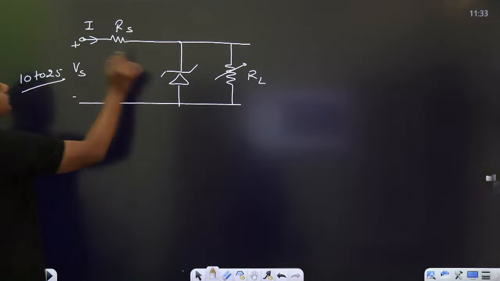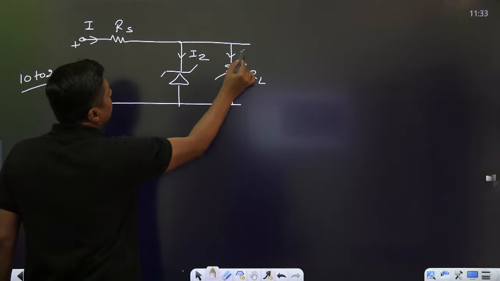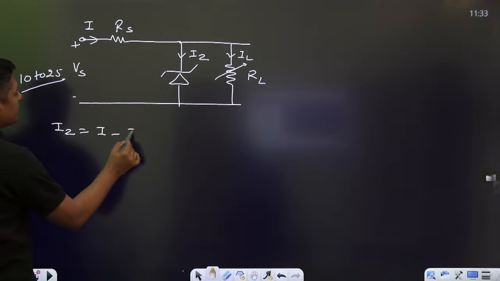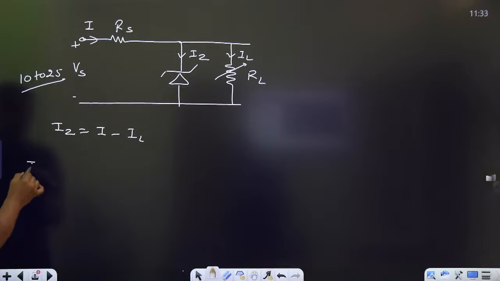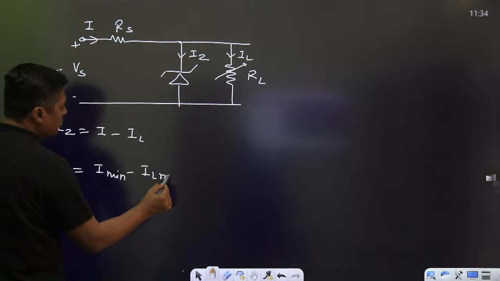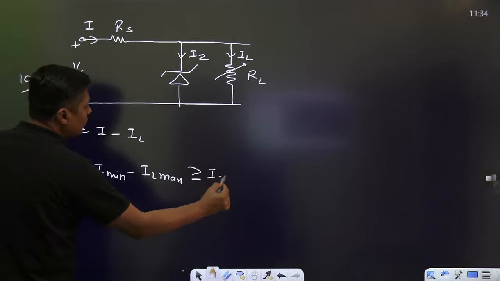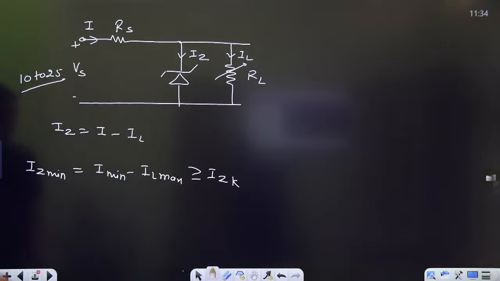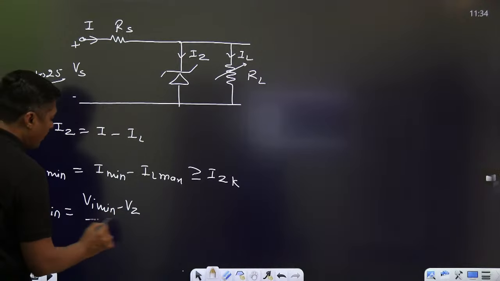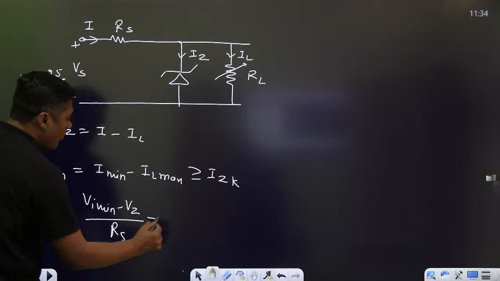This is called IZ and that is called IL. So what is the IZ? You can write I minus IL. Right. Now there are two formulas. What is the IZ minimum? IZ minimum is I minimum minus IL maximum, that should be greater than or equal to knee current. But knee current is not given in the question. Then IZ minimum will become I minimum, which is VI minimum minus VZ upon RS, minus IL maximum.